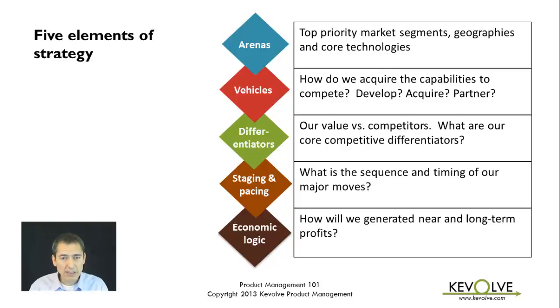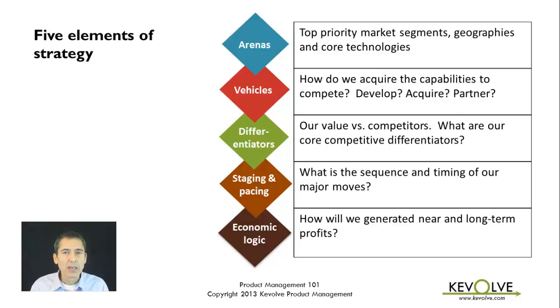That's arenas. The next step is to think about vehicles. So if you've defined the area that you want to compete in, the arenas, how will you acquire the capabilities to effectively compete in that area? Again, let's think about this next generation sequencing machine. Are you going to develop that on your own? Are you going to work with your R&D team to do that? Are you going to acquire that from maybe a small company that has developed a technology that you want to buy? Or maybe you just want to partner with another company to bring that to market. How will you get the capabilities to compete?